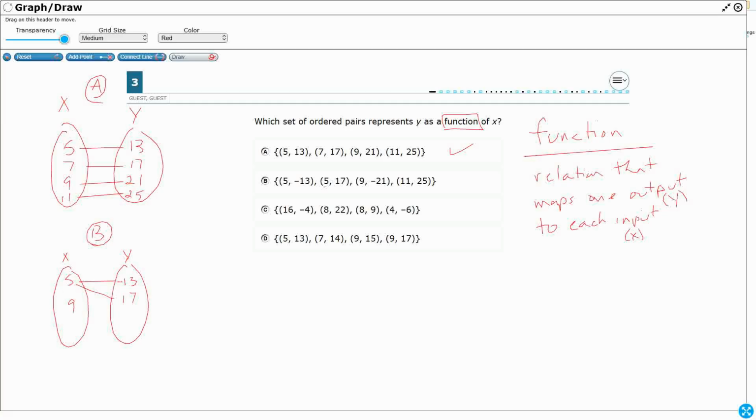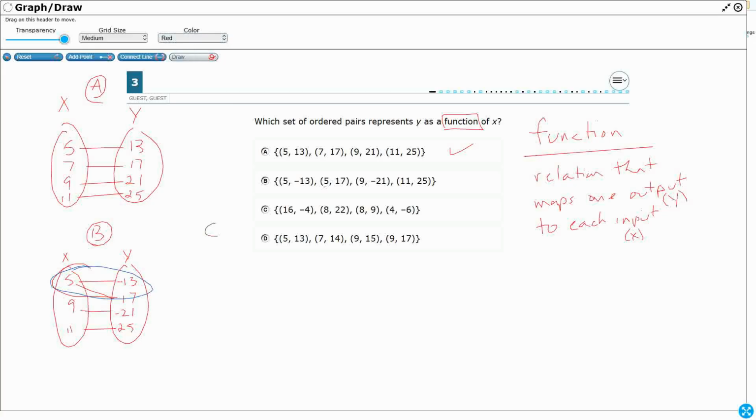9 works, negative 21, and then 11 works as 25. So this right here is going to be our problem. So I'm going to kind of circle that in blue. Let's get that in blue here. There we go. That's the problem. All right, so that is B.